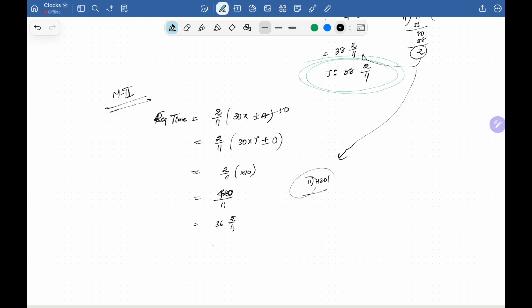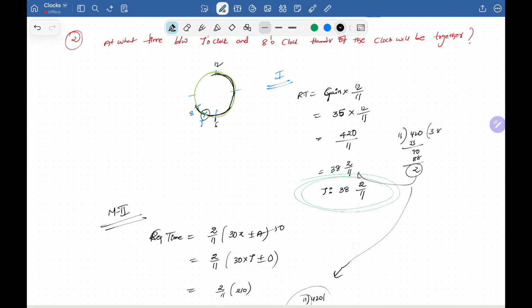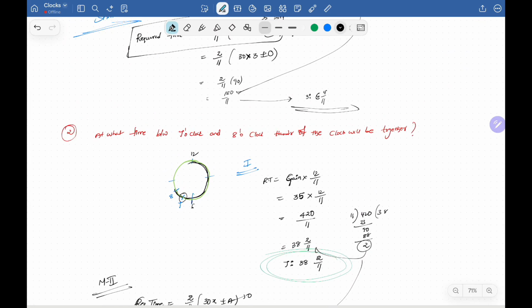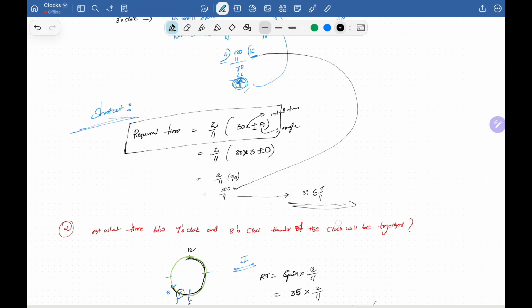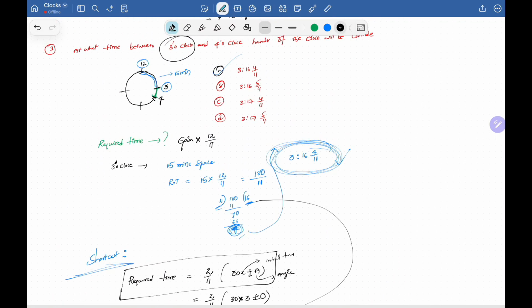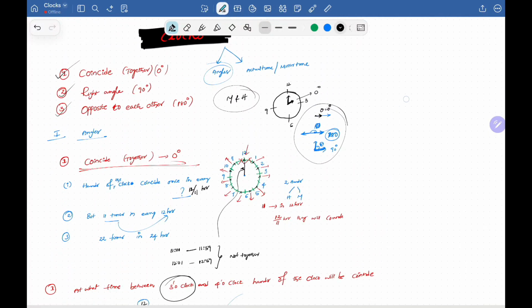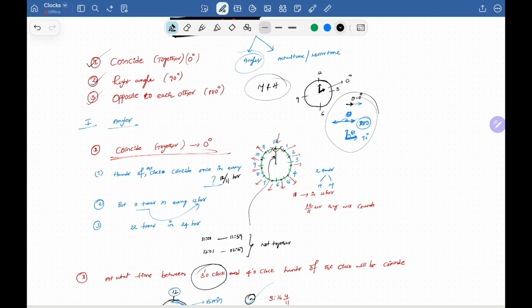The final answer is this. This is how you need to solve. This is only for being together, being coincided. For right angle and opposite to each other, I'll explain in the next video. It's a very simple thing. I have explained by taking so much time, very slowly. Don't worry about it.